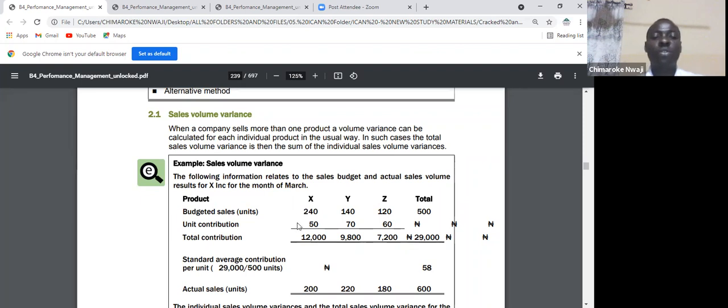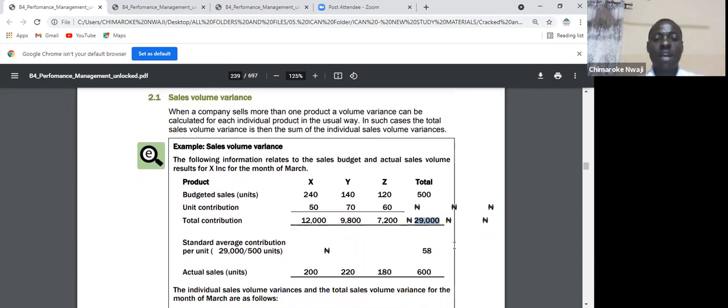And I look at the unit contribution. So when we make our sales less variable cost, our contribution per unit is 50 naira for X. And so when we multiply 50 by 240, we have 12,000 for X. Y is 70 naira multiplied by 140 gives you 9,800. And Z, 120 multiplied by 60 gives you 7,200. Now, when we add all of these together, we have a total contribution of 29,000 naira.